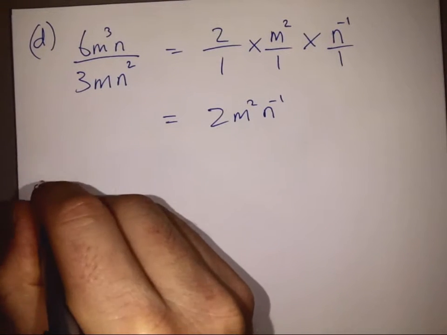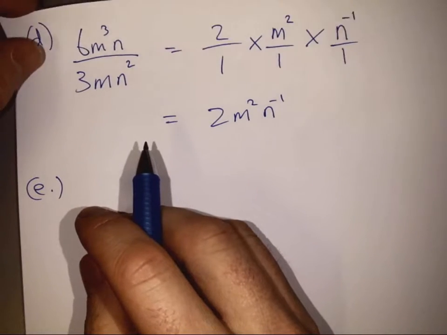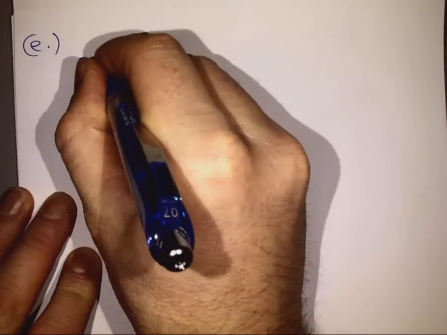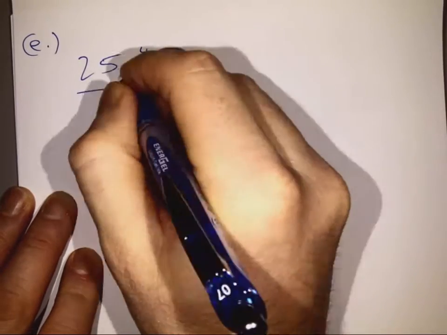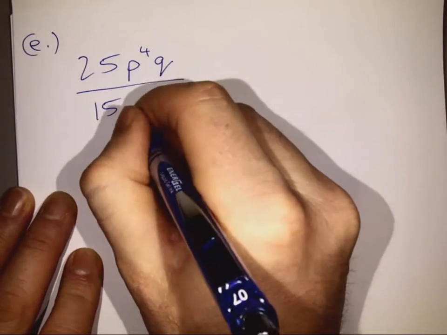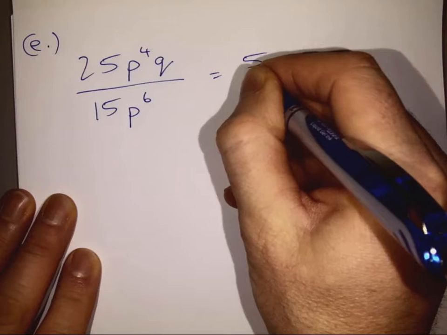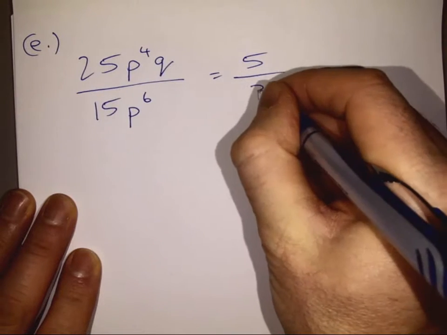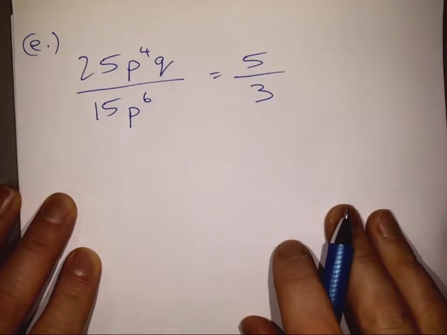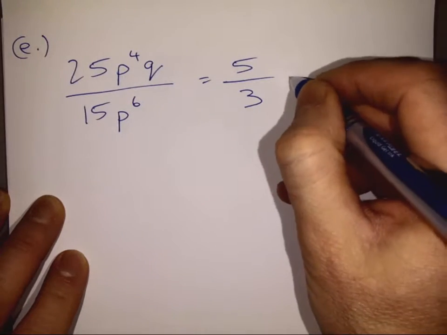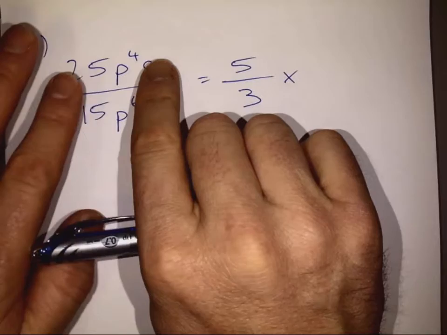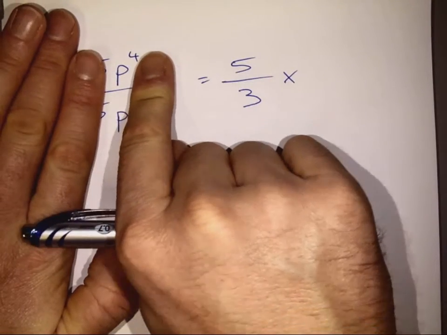Part E. We have 25 times p to the power of 4 times q all over 15 p to the power of 6. 5 times, and 5 into 15 goes 3 times. Now we're just looking at our p's. We have p to the power of 4 divided by p to the power of 6.